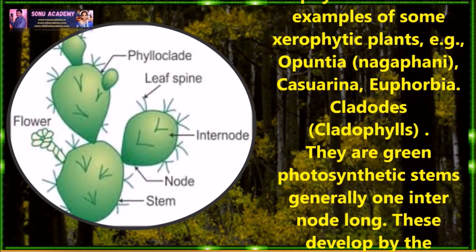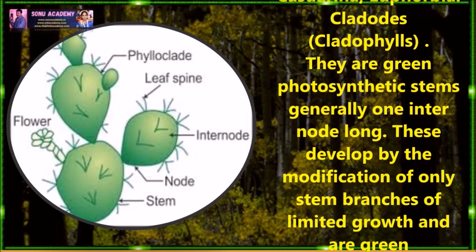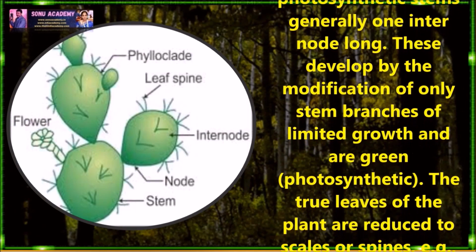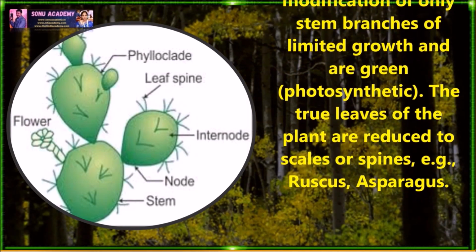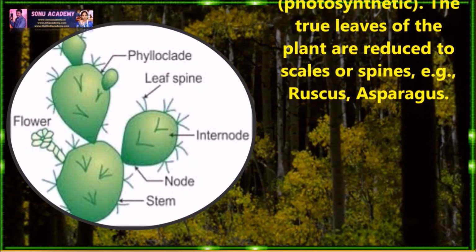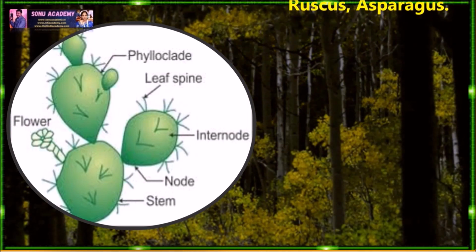Casuarina, Euphorbia, etc. Cladodes are green photosynthetic stems, generally with only one internode. These develop by the modification of only one stem branch of limited growth and green photosynthetic material. The true leaves of this plant are reduced to scales or spines. Examples: Ruscus, asparagus, etc.